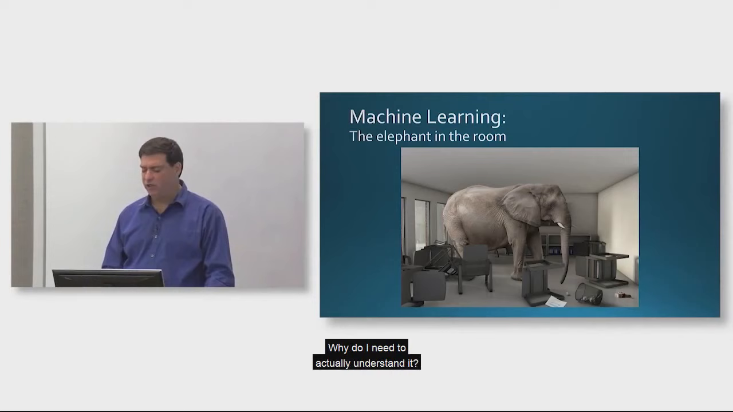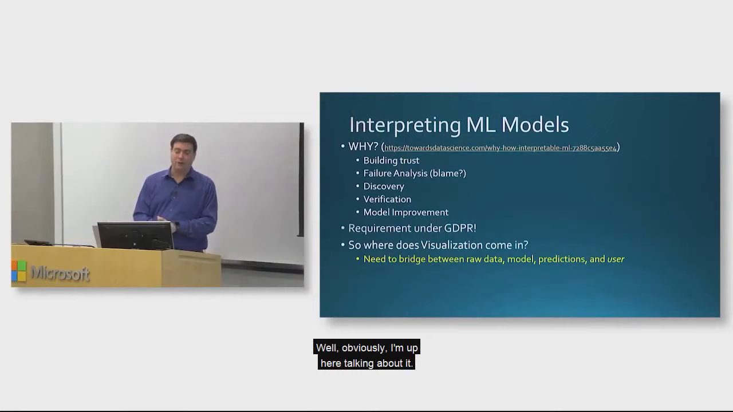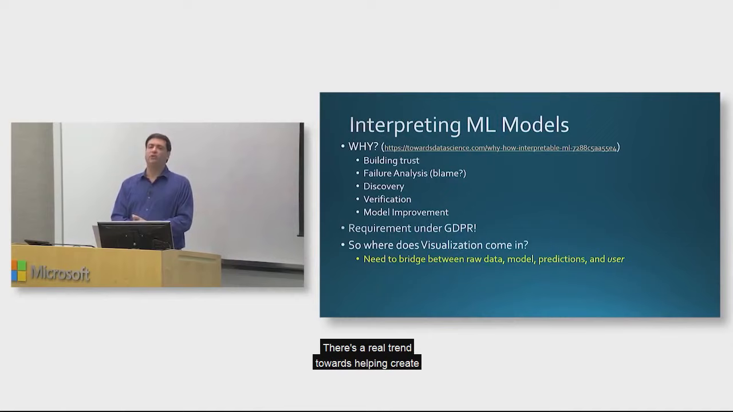So what should visualization do in this context? Well, obviously, I'm up here talking about this, so I think it has a role. There's a real trend towards helping create interpretable models or interpreting existing models. Why? Well, people don't necessarily trust machine learning. You don't trust why these things work. So you need to help understand and explain them. You also need to understand what happens when they go wrong. You might need to assign blame for insurance purposes. It might actually discover what's really underlying.